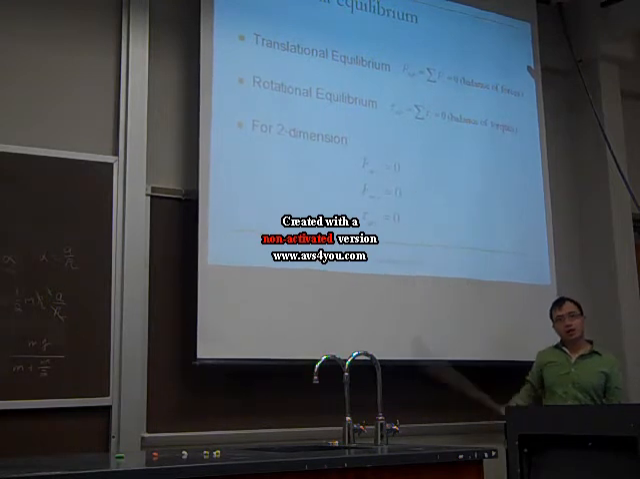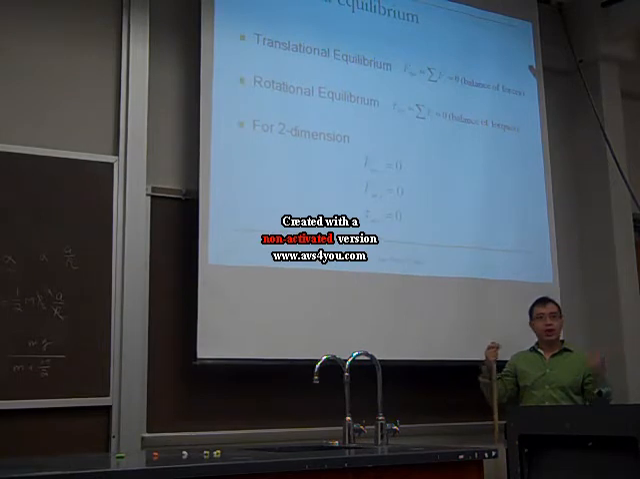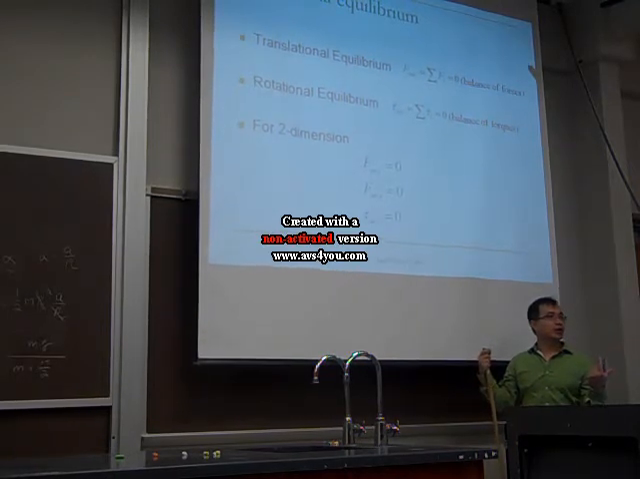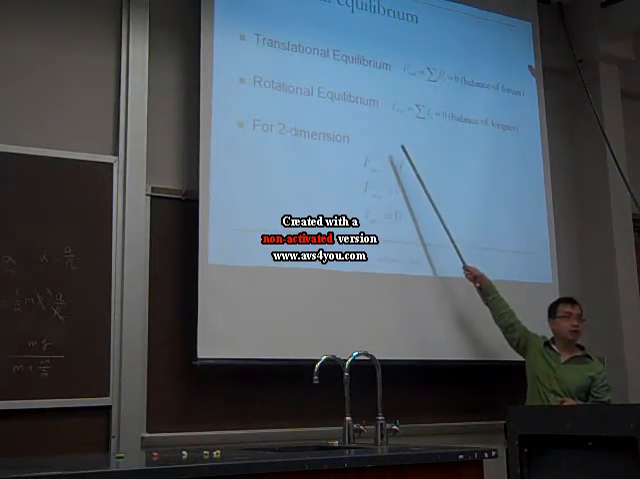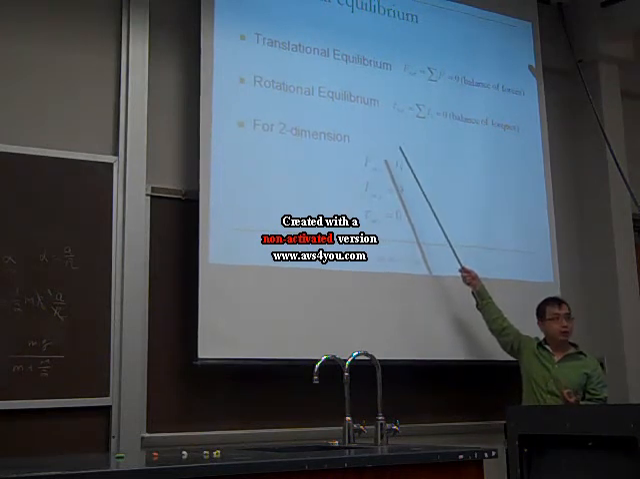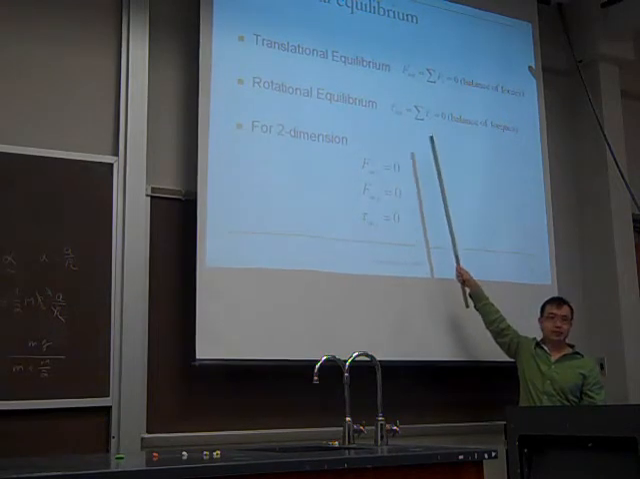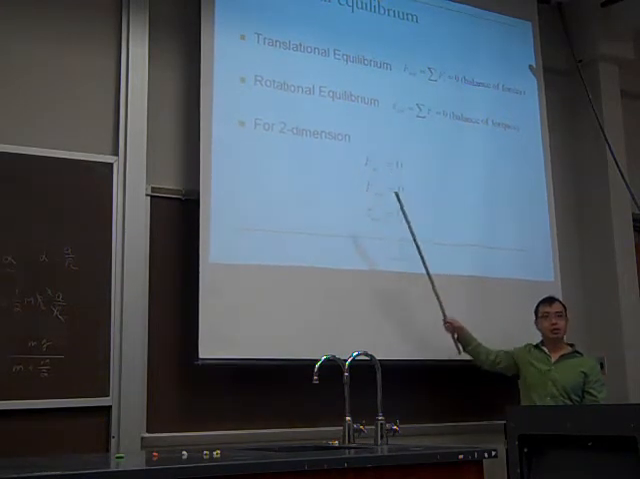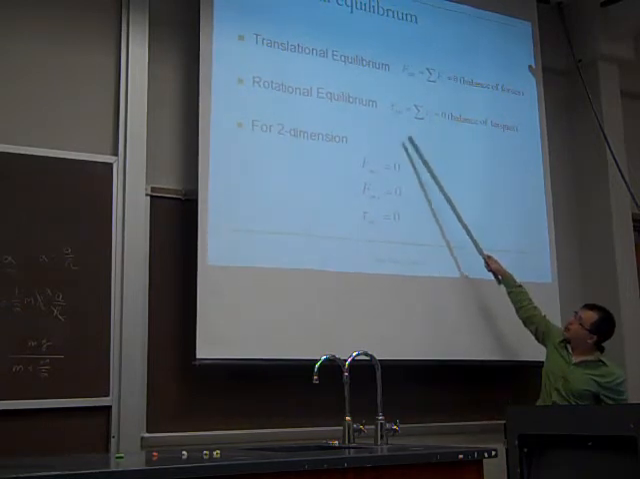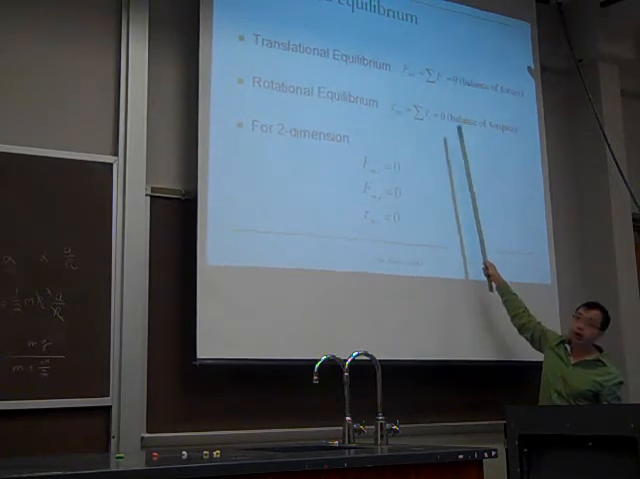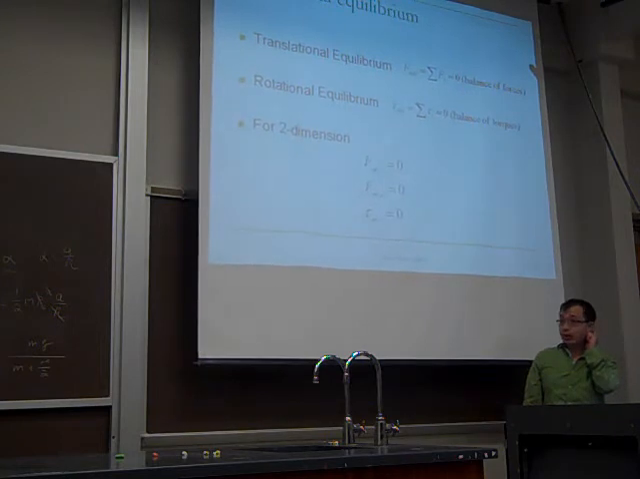Last class we gave you some examples. When you have two forces, you can have all kinds of possibilities. Both translational equilibrium and rotational equilibrium can be broken, or both of them can be satisfied, or one of them can be satisfied while the other is violated. So if both equilibrium conditions, force and torque, are balanced, we call this mechanical equilibrium.